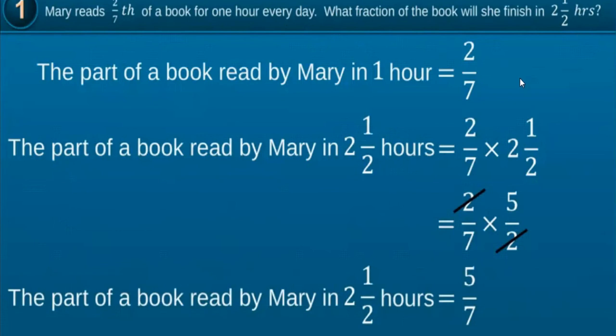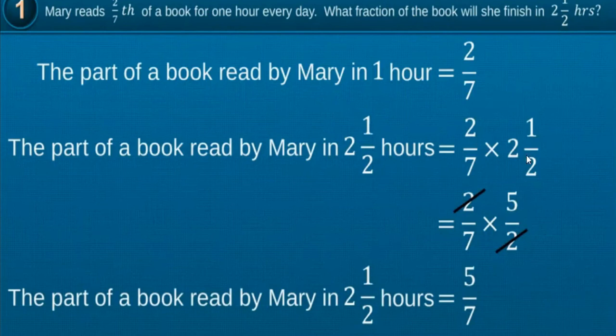The case of 1 hour is given, and when they ask about 2.5 hours, what do we have to do? Multiplication. Okay, so we have to do the multiplication. If one item is given and they ask for 10 items, what do we do? We multiply. It is the same here: in 1 hour she reads 2/7. So in 2.5 hours she will read... so we have to do multiplication.